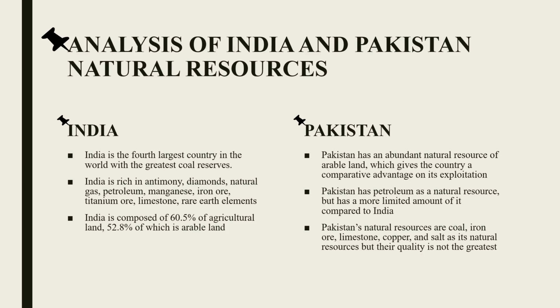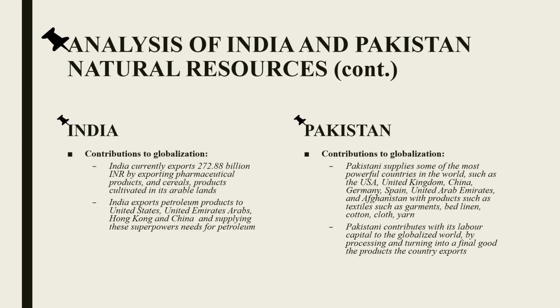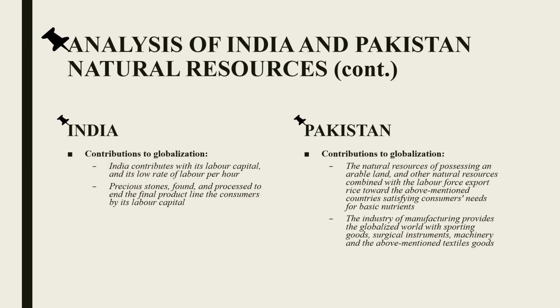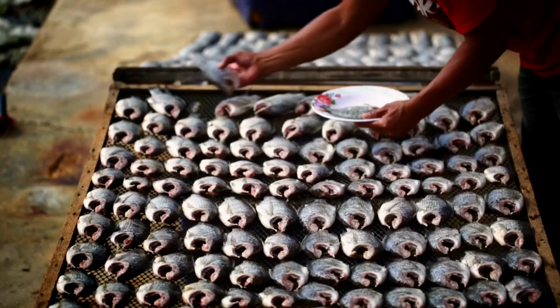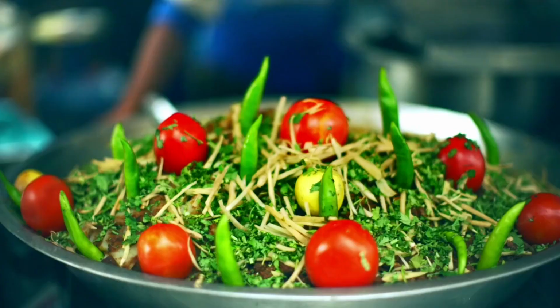India is the 4th largest country in the world with the greatest coal reserves. It is also rich in antimony, diamonds, natural gas, petroleum, manganese, iron ore, titanium ore, limestone, rare earth elements, and large arable lands. Indian natural resources contribute to globalization with the export of petroleum to the superpower countries of the world, as well as by exporting pharmaceutical products and cereals cultivated in its arable lands. The factor that contributes most to globalization is India's labor capital, which transforms all of these products into finished goods for export.